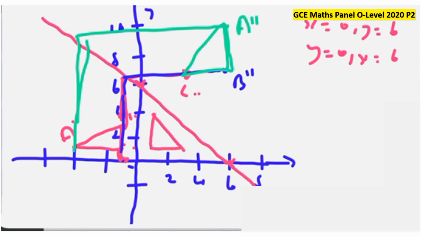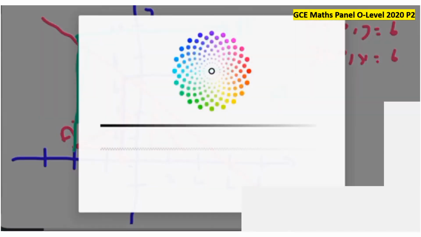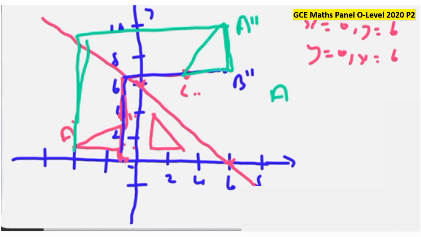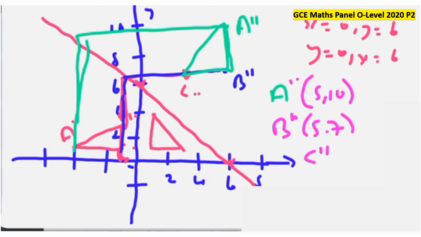And from this triangle, our A prime prime has coordinates 5, 10. B prime prime has coordinates 5, 7. And C prime prime has coordinates 3, 7.